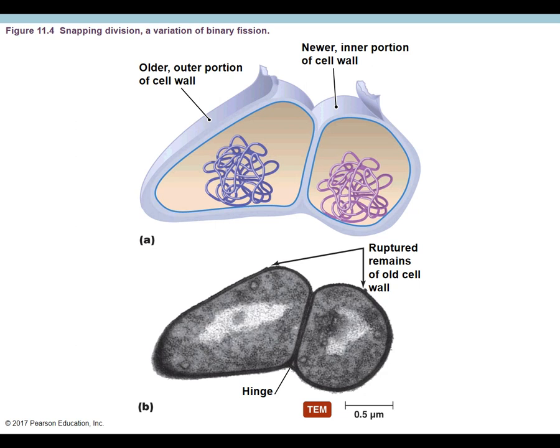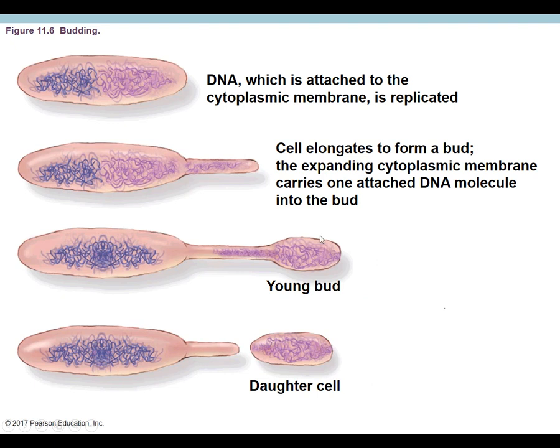Snapping division is really just a version of binary fission, and the reason they call it that is that when the two cells separate, the old portion of the cell wall snaps to start the separation of the two daughter cells. In my mind, I don't see it as a completely different process, and only some species do this. But you still get two daughter cells, you still get replication of the chromosome, and so on.